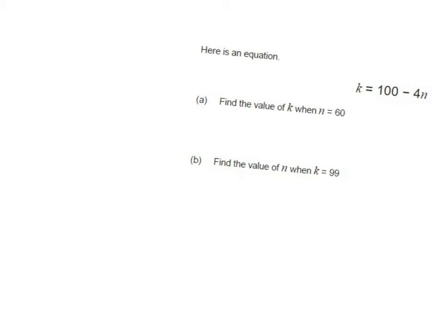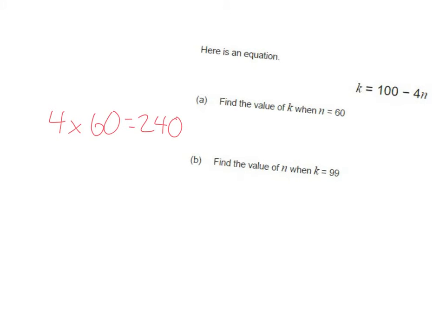Let's try another one, because we love it. Here's an equation: k is equal to 100 minus 4n. Find the value of k when n is 60. Find the value of n when k is 99. We'll do this one first. Find the value of k when n is 60. So n is 60. 4 times n. Well, 4 times 6 is 24. So 4 times 60 will be 240.